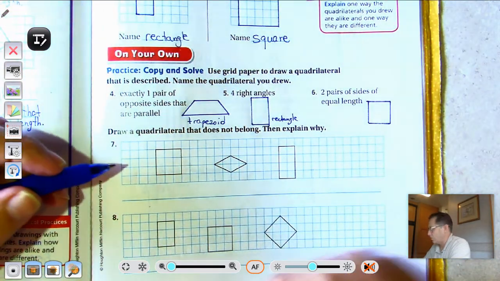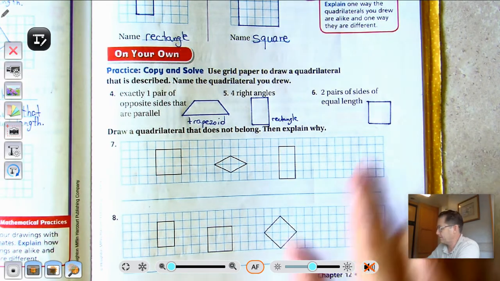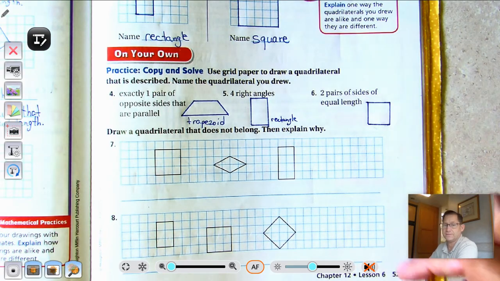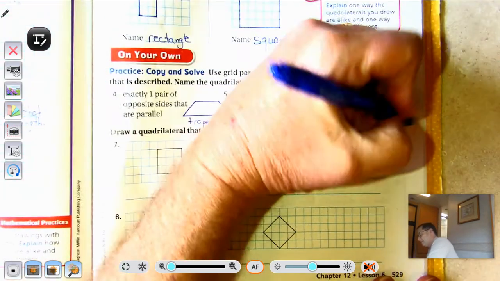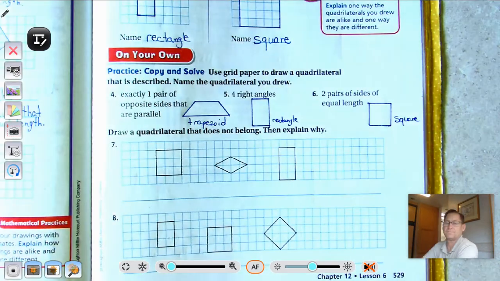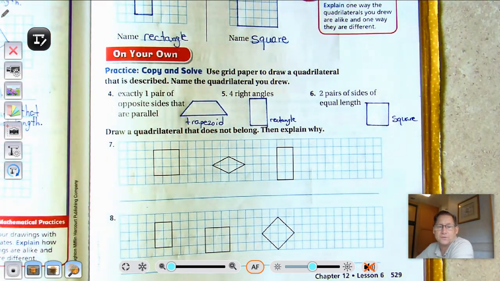Okay, so a square does have 2 pairs of equal length. They just all happen to be the same length. This side and this side are of equal length, and the top and the bottom are of equal length. So it does have 2 pairs of equal length. So square meets that definition. All right, number 7, draw a quadrilateral that does not belong. Then explain why.